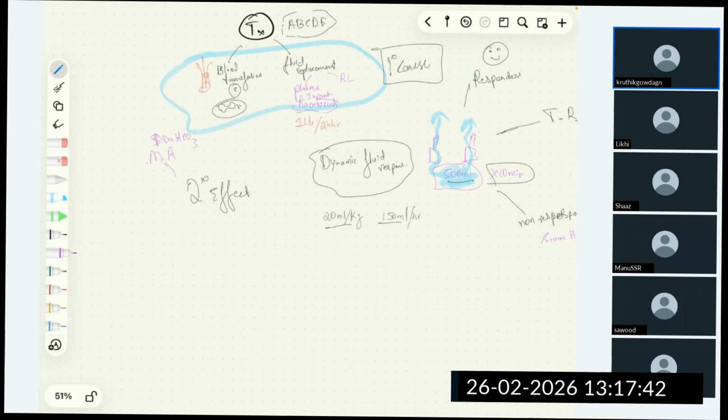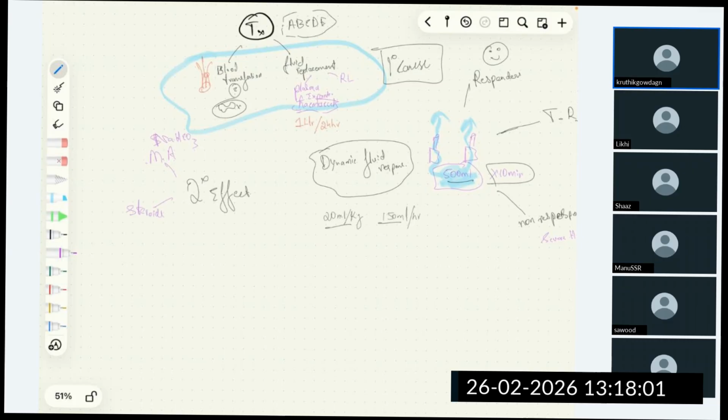And also we can give steroids. It's often life-saving. 500 to 1000 mg of hydrocortisone can be given. It improves the perfusion, reduces the capillary leakage and systemic inflammatory response. Steroids.